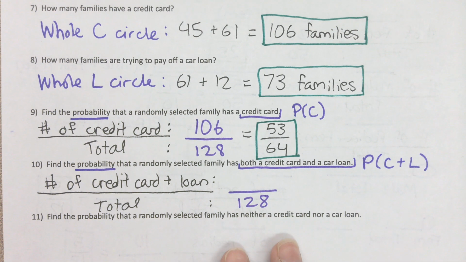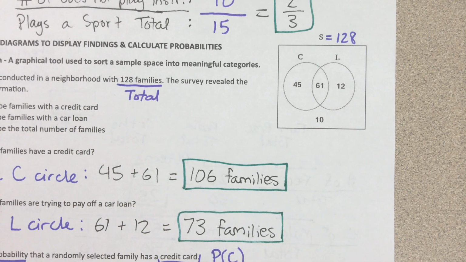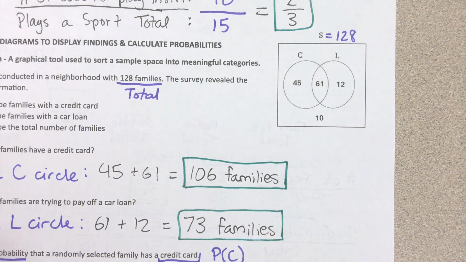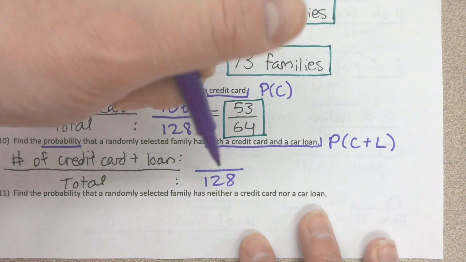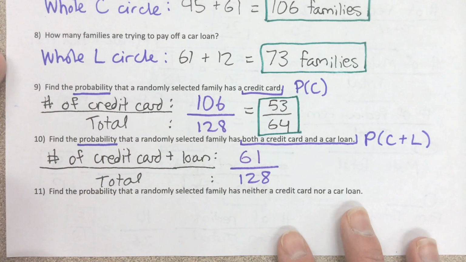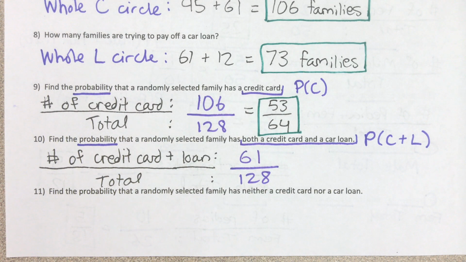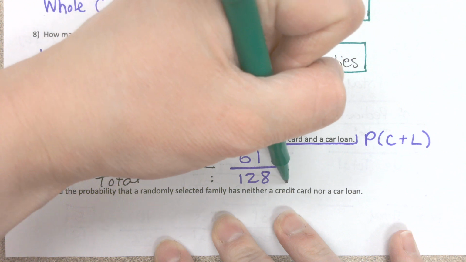How many families have both credit card and a loan? Yes. 61. It's that intersection. That's what it means. It's in both categories, both in the C and the L. So that 61 is what goes on top. You can try to reduce this in the calculator. It won't change the fraction. This is actually as simplified as it gets. This is our answer.